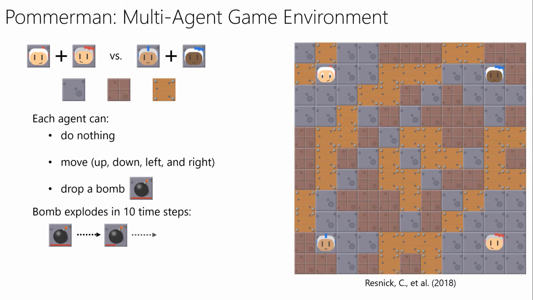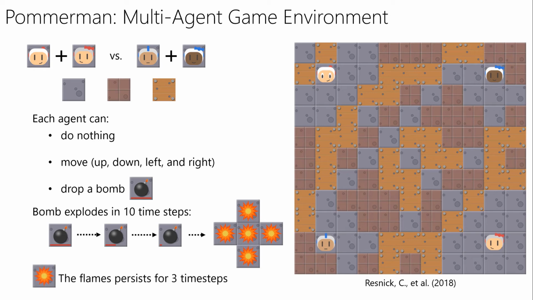The flames of the bomb persist for another 3 time steps. By default, the blast radius of a bomb is 1. Additionally, each agent can lay only one bomb at a time and needs to wait for the bomb to explode before dropping another one. An agent dies if it comes in contact with the flames.